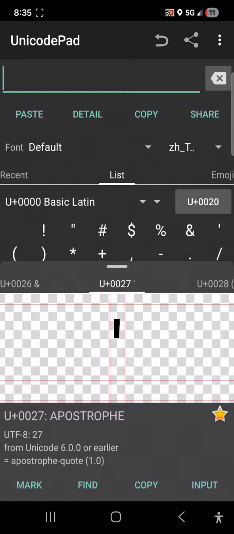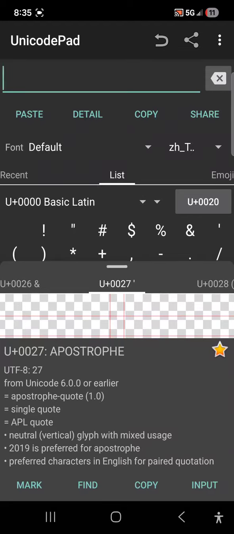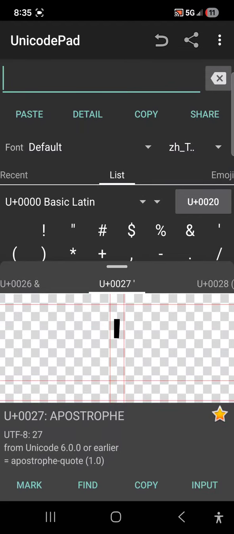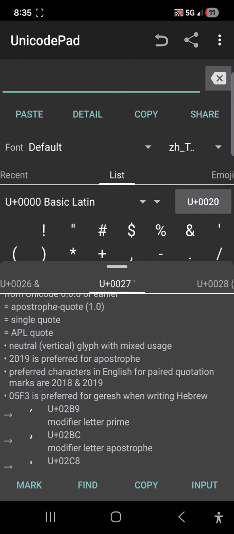This is the apostrophe. It is also known as the 27th letter that some people count it as, but I don't really count it because I still count it as a symbol. It was also called an apostrophe quote in version 1.0 of this system. Also called a single quote or an APL quote.